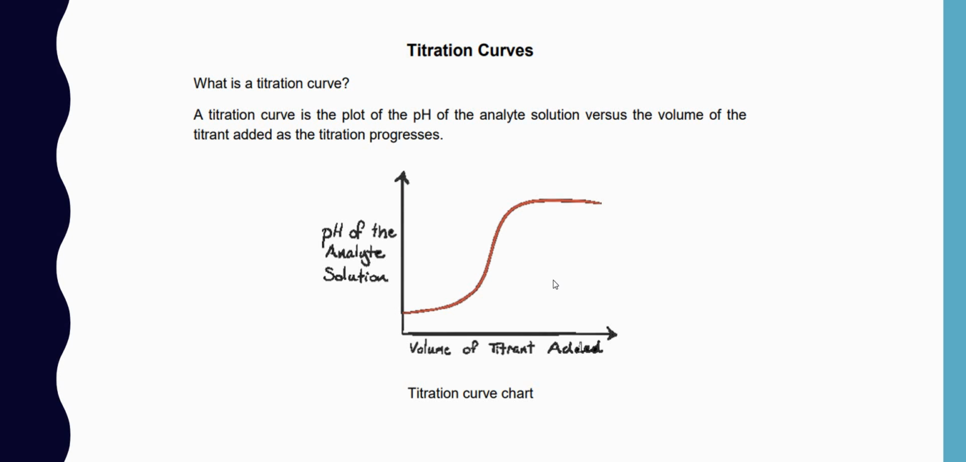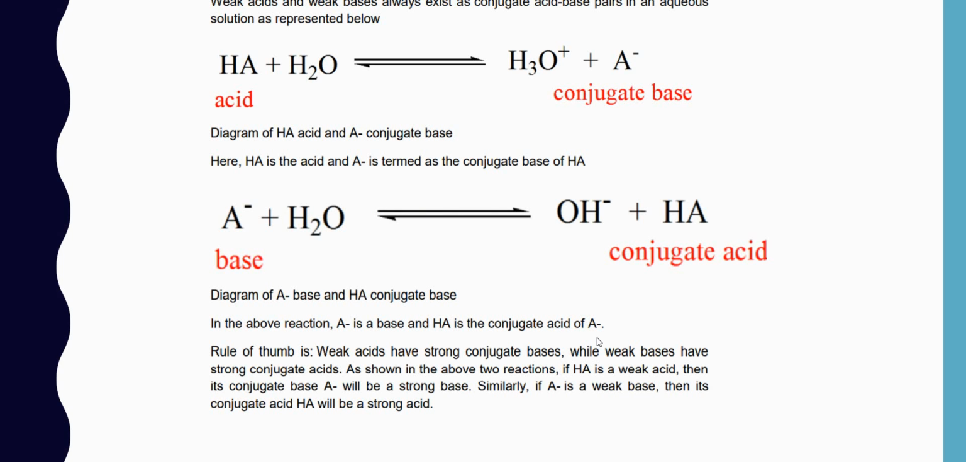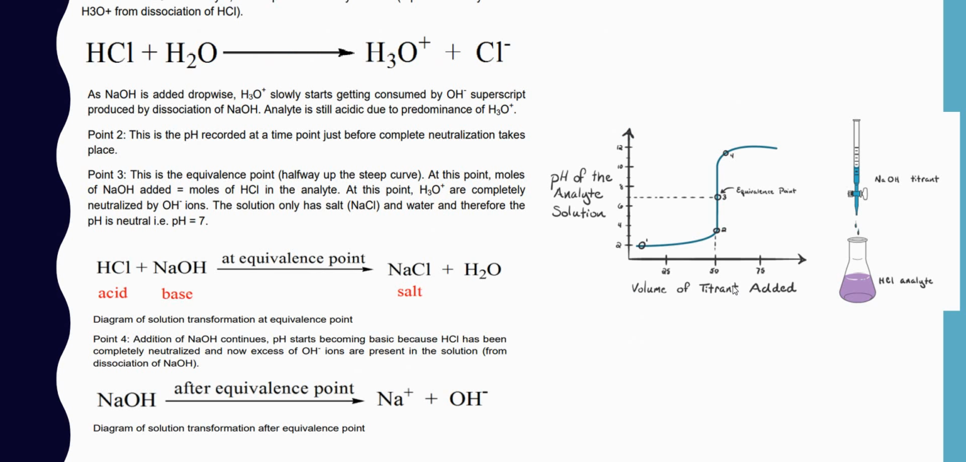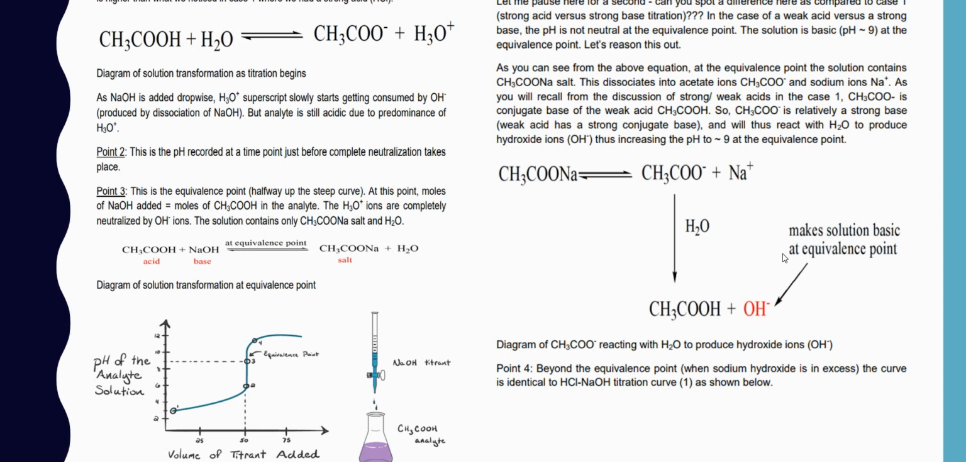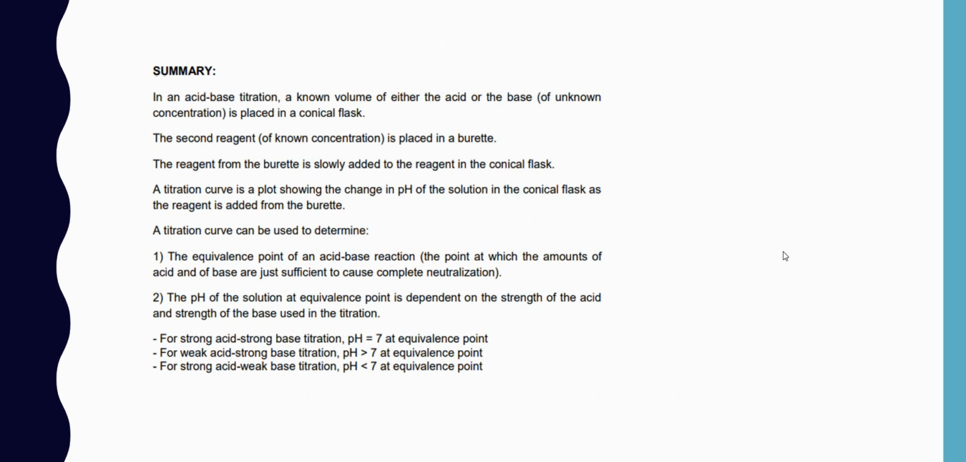Then we studied titration curves. When it is an acid base titration curve, we call it a neutralization curve. So we saw different titrations, like a strong acid and a strong base titration, and we studied the titration curve of this titration in detail. Then titration of a weak acid and strong base and its curve we studied in detail. Titration of a strong acid and a weak base, and titration of a weak acid and a weak base. We also summarized all this data.